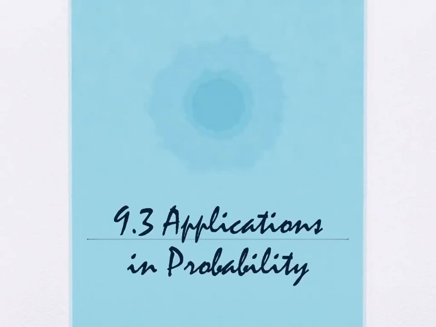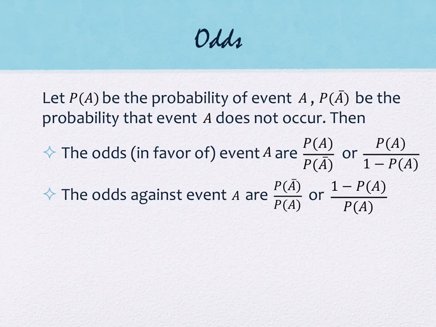9.3, we're going to be taking a look at applications in probability. There are other applications. We're going to be taking a look at a couple of things in this section. And the first one that we're going to be taking a look at is odds. So we'll define what odds are, and then we're going to talk about where you've heard them used in culture, okay?